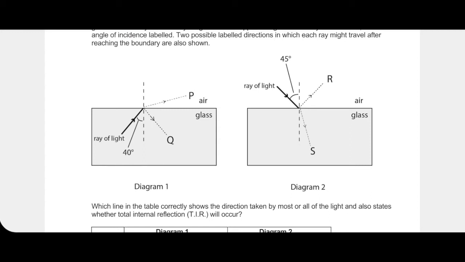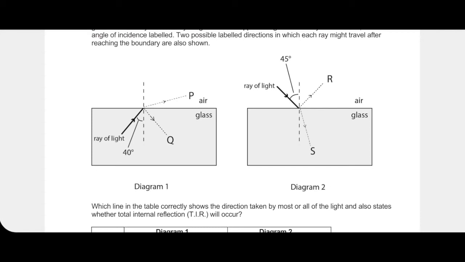So what I'm going to do first is tackle the total internal reflection side of things. So for diagram 1, the angle that the light is travelling at is 40 degrees. 40 degrees is less than 42 degrees, therefore total internal reflection will not occur.